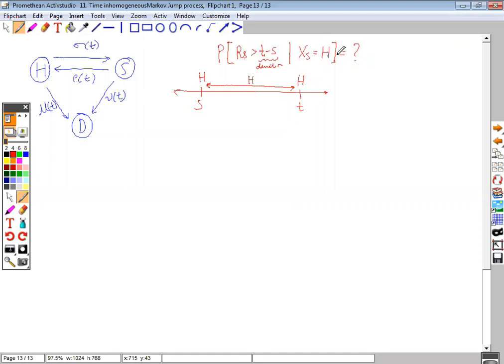PH bar s for time interval s to t. Exactly right. This is exactly equivalent to PHH bar from s to t. I can write it as that, right? All right. And how can I rewrite this in terms of the transition rates?